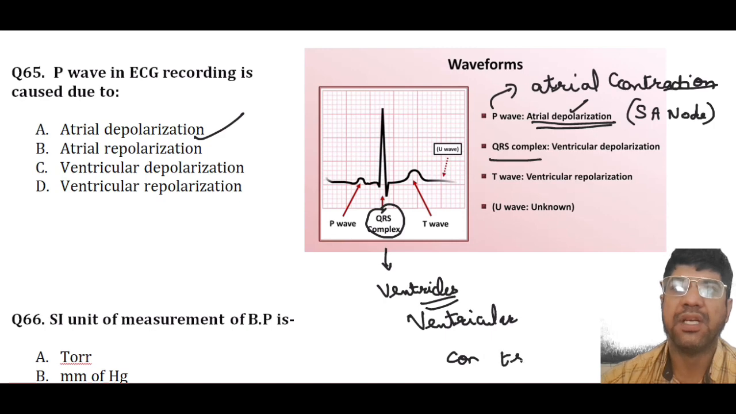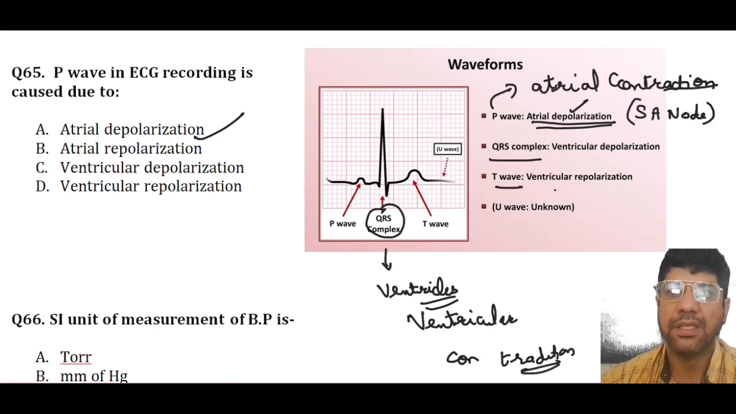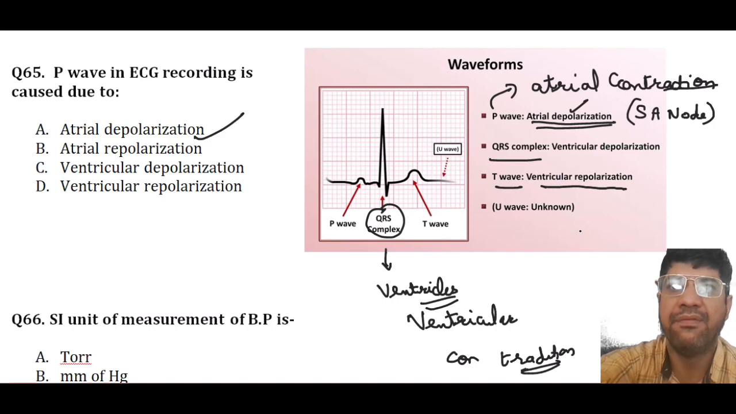The other is the T wave that represents the ventricular repolarization. That is the recovery of the ventricular muscle cells following the depolarization. So the P wave would represent the atrial depolarization.